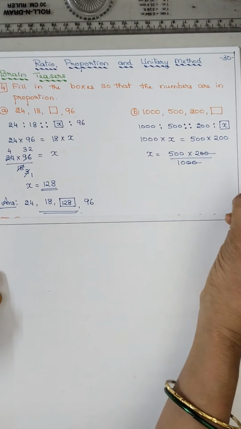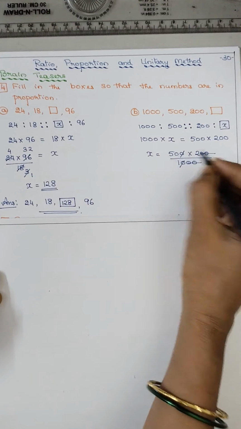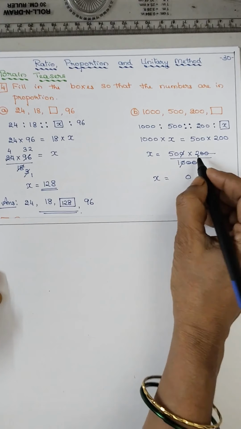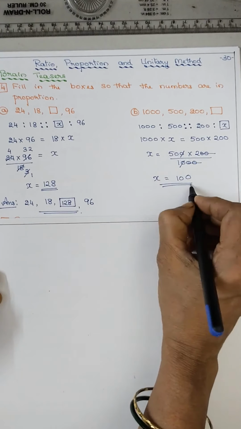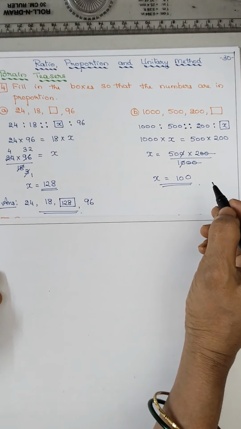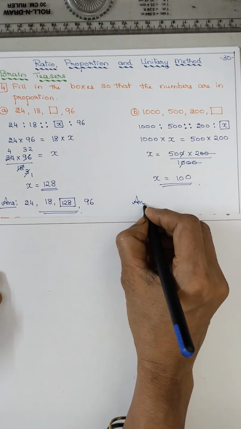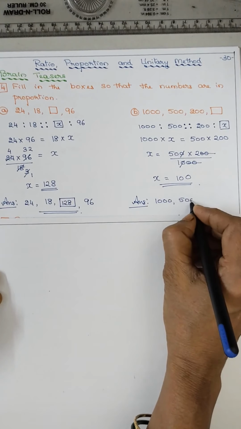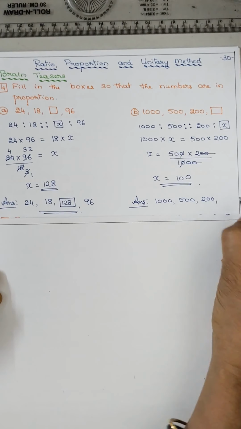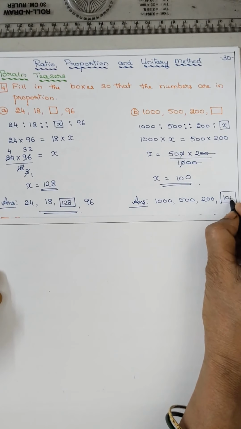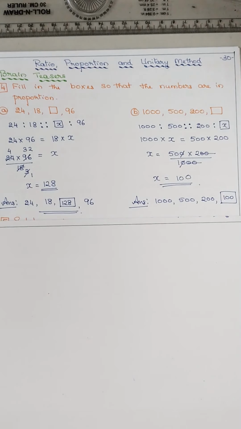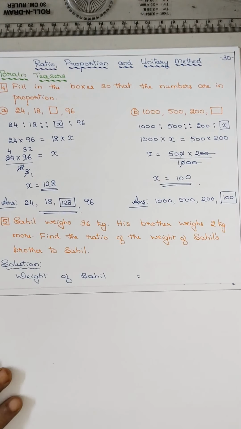2 zeros cut, 1 0 1 0 cut. So x is equal to 2 zeros are 0, 2 5s are 10. So you got x is equal to 100. So the answer: 1000, 500, 200 and then box, that is 100. Hope you are confident with these sums. Already we have done a lot of sums in the worksheets.